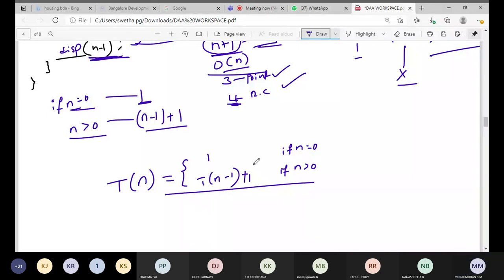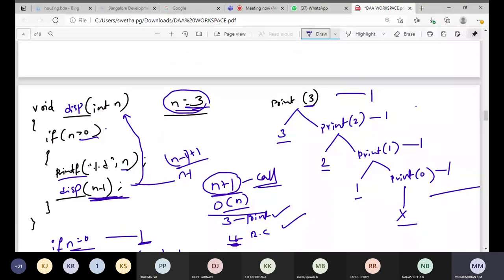That is the fourth step: solve the recurrence relation, after building it. So the total time is, if n is equal to 0, some constant time. If n is greater than 0, then it is t of n minus 1 plus 1. How did we get this? It is making n minus 1 calls here plus 1 call for n. So hence it is becoming n minus 1 plus 1.